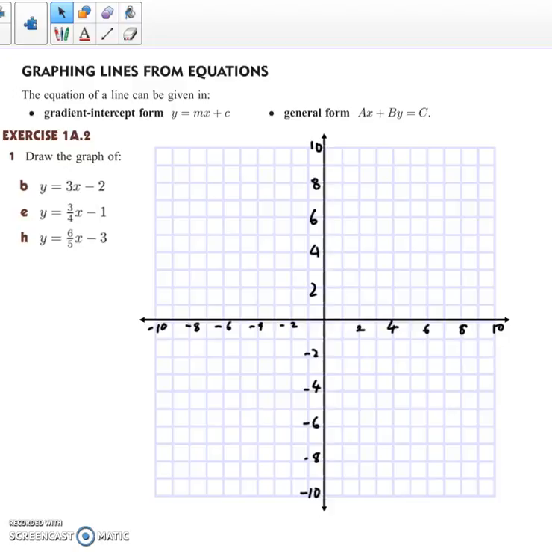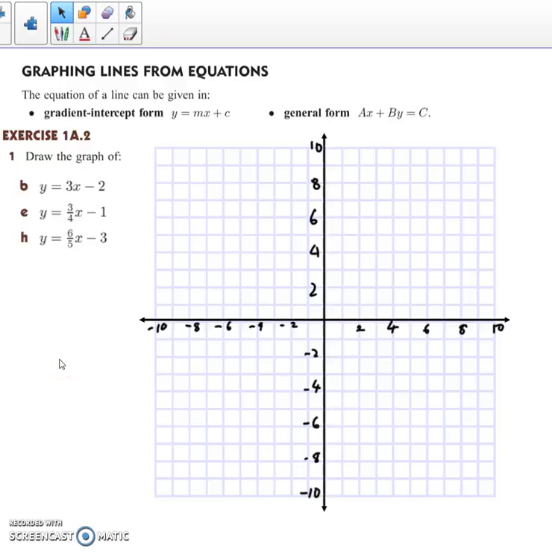Okay, so we're going to be graphing lines from equations, which is exercise 1A.2. Now you've got your two options. You've got your gradient-intercept form, so graphing from that one, or from the general form, which is ax plus by equals c. We'll look at this one second. We'll look at the gradient-intercept form first, because it's the easiest to follow.